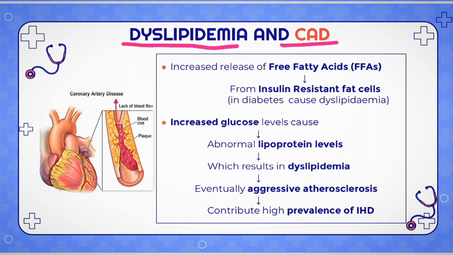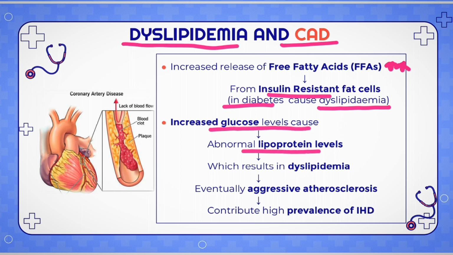As we know, in any patient with diabetes, there is development of dyslipidemia from insulin resistant fat cells, which causes the increased release of free fatty acids in the body. Apart from that, in any patient with diabetes, there is an increase in the level of glucose in the body, which causes abnormal lipoprotein levels. These abnormal lipoprotein levels result in dyslipidemia, and this eventually causes aggressive atherosclerosis in the body and ultimately contributes to the high prevalence of ischemic heart disease or coronary artery disease.